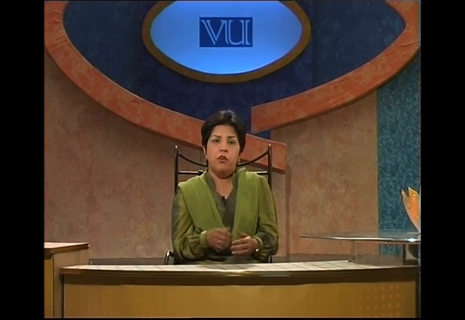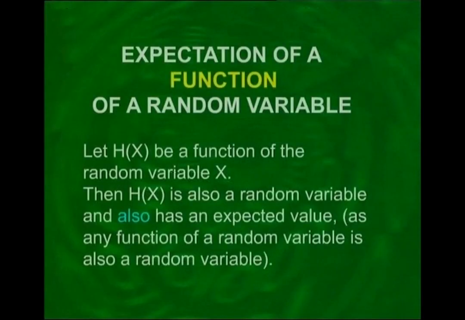Now that we have discussed the mathematical expectation of X, I would like to draw your attention to the fact that for many purposes, we are also interested in computing the mathematical expectation of some function of X. And as you now see on the screen, if capital H of X is a function of the random variable X, then capital H of X is also a random variable, and it also has an expected value, because any function of a random variable is also a random variable. Students, ab isme koi itni confuse hone wali baat nahi hai. Dekhiye, H of X to ek symbol hai na. The function can be any function. It may be X square, X plus 1, 2 minus X, or any such function. To saaf zahir hai ki agar X vary karega, to X square bhi to vary karega na.